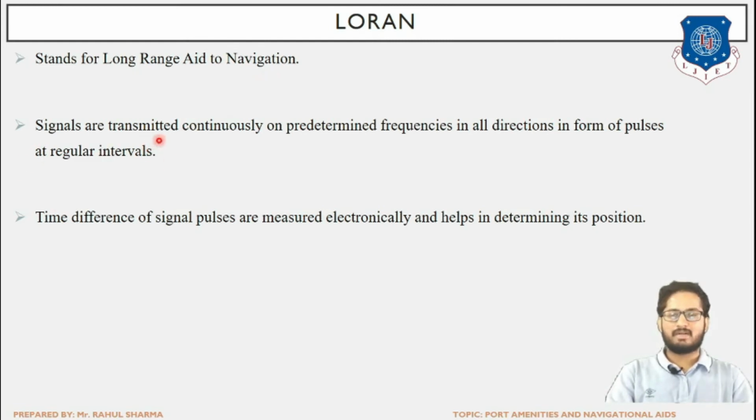So signals are transmitted continuously at a predetermined frequency in all directions in form of pulses at regular interval. So at certain duration, the signals are transmitted continuously from the ship in all directions, and the time difference of the pulses are measured electronically and helps in determining its position. So first of all, the wave is emitted from the ship, which is incident at a structure in the harbour, and again it is reflected back, which gives an idea regarding the distance from the time difference between the pulses.